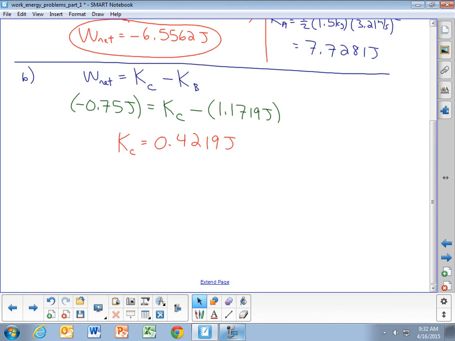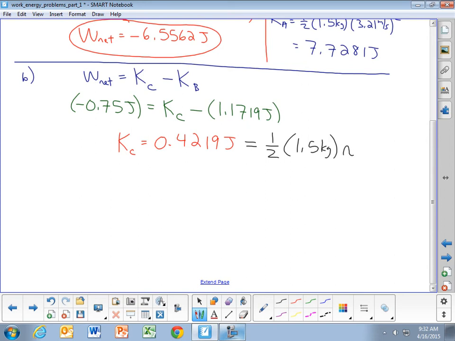Now, this question asked us about the speed, so we can use the definition of kinetic energy. It's 1/2 times the mass of the object times the speed squared. So we know the mass, we know the kinetic energy, we can calculate the speed, and we get the speed is 0.75 meters per second.